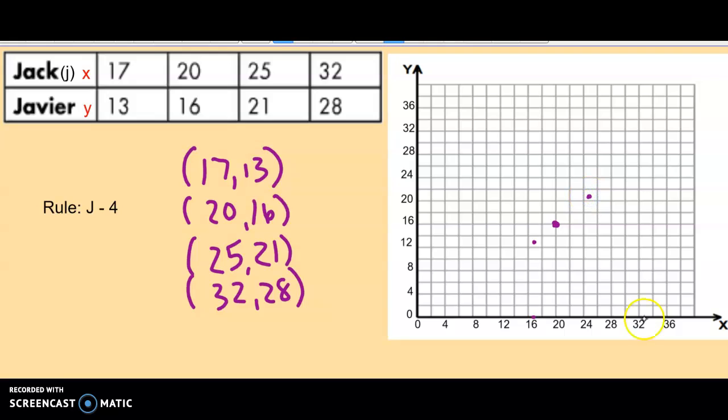And then I have 32, 28. So 32 and 28. I think that's 28. Let me count it out. 20, 22, 24, 26, 28. So 32, 28. Okay, so what do you notice about all those points?